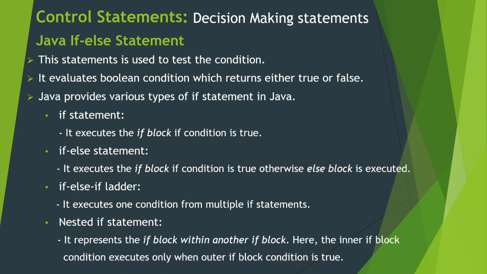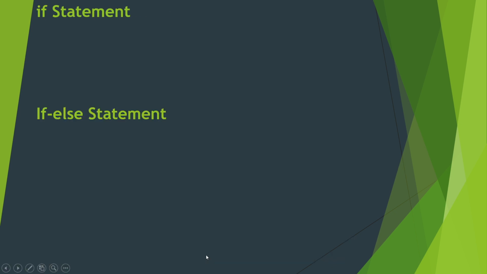And the fourth we have nested if. As the name suggests, one if is contained in another if, so it represents an if block within another if block. Obviously we will have a concept like the outer if, and in that outer if we have the inner if. So here the inner if block condition executes only if the outer block condition is true, correct? Let's see all these four types of if statements one by one with examples.